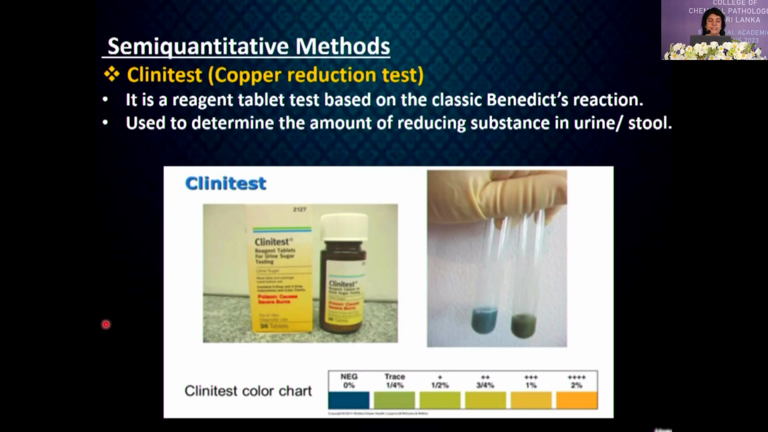CliniTest is a copper reduction test. It is a reagent tablet test based on the classic Benedict reaction. It is used to determine the amount of reducing substance in the urine and stools. After the test, the color is compared with the standard color chart and the result is interpreted.